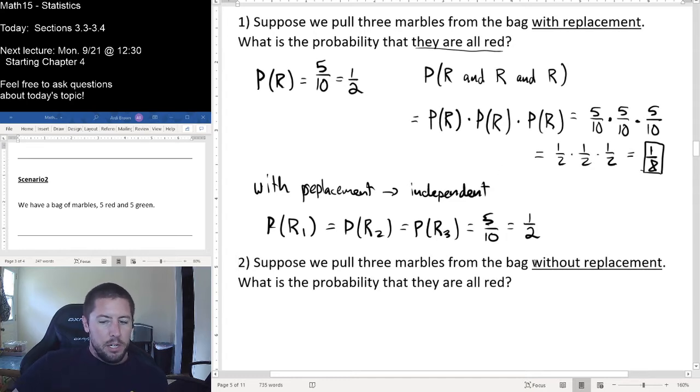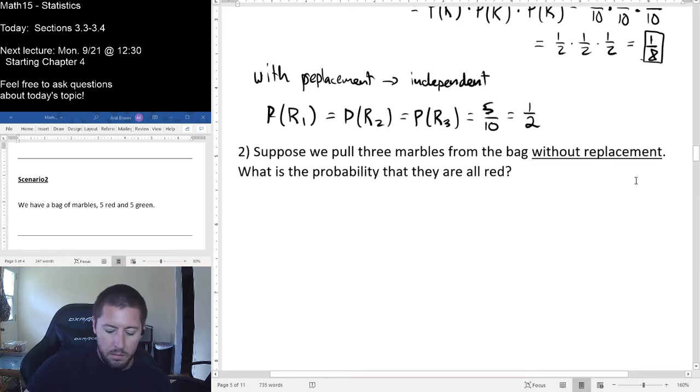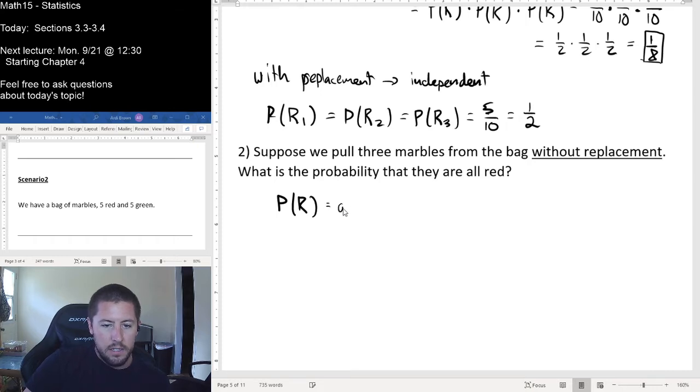When we see example number 2, because we are not putting the marbles back in the bag, what we're going to see is that this information right here is going to change. Now the probabilities are going to change because those marbles are no longer located within the bag here. So now I think I can say the probability of pulling a red on any draw is different every draw.